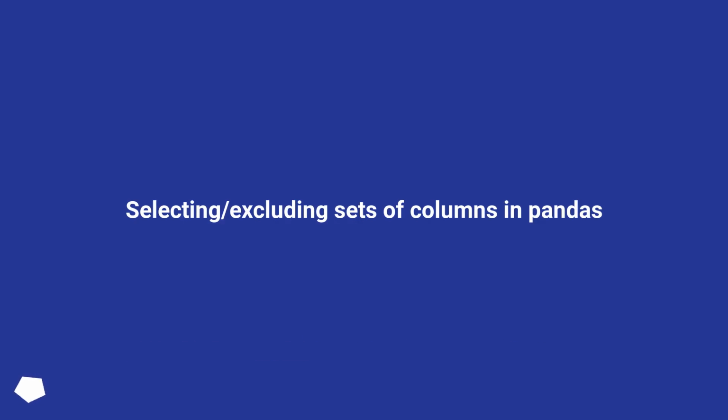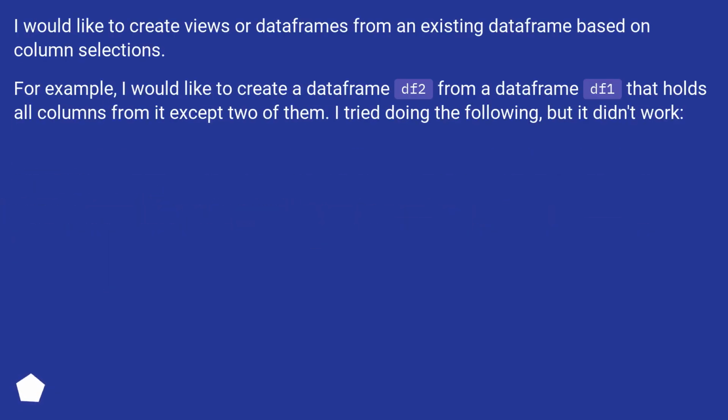Selecting/excluding sets of columns in pandas. I would like to create views or data frames from an existing data frame based on column selections. For example, I would like to create a data frame df2 from a data frame df1 that holds all columns from it except two of them.